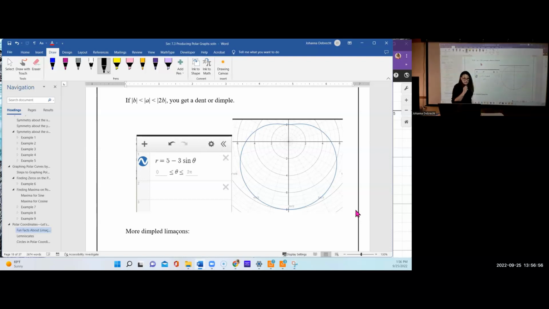So when we're looking at the next one, again, this gives us 5 over 3, which is greater than 1 and less than 2. So we know we have a dimple. Because it is sine, it's going to be oriented more vertically, which means it has that y-axis symmetry, and it's going to reach its maximum at 3 pi over 2, which is going to be a value of 8. Most of the limacon is below the pole because we have -3 sine of theta.